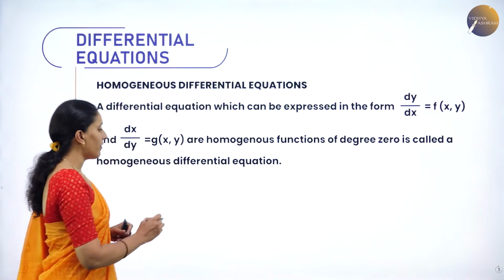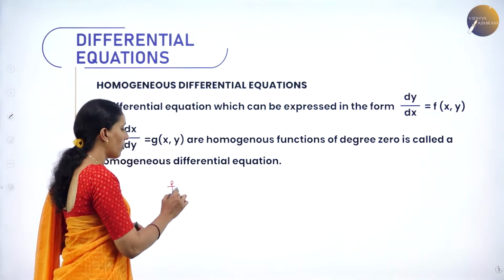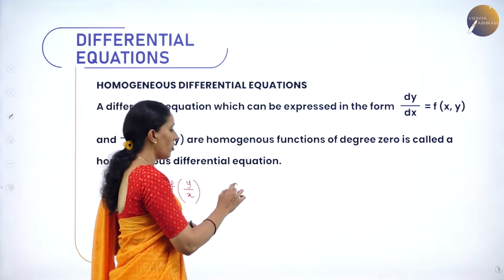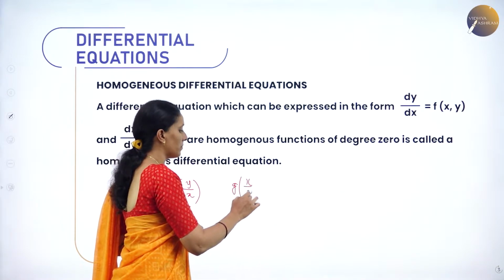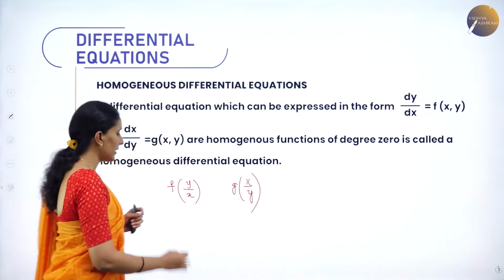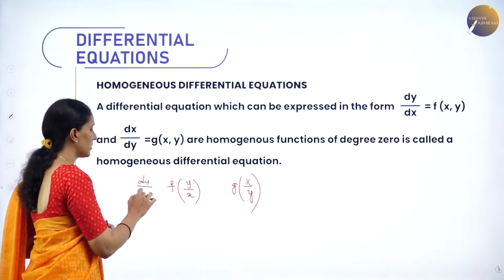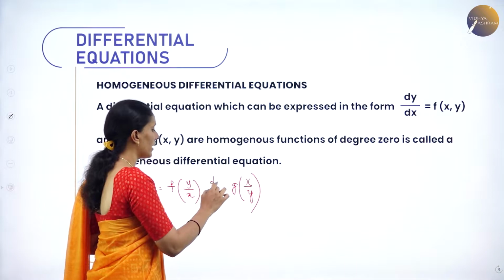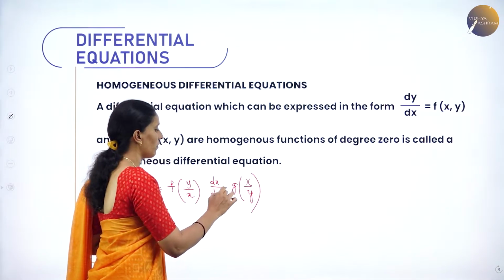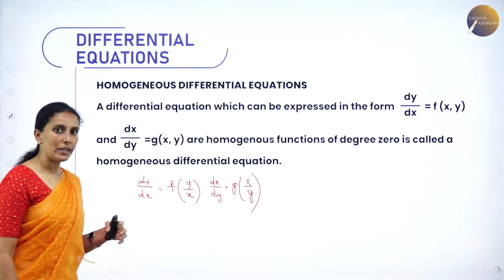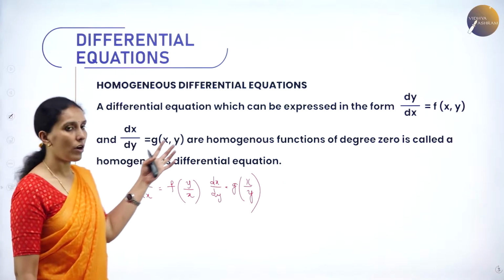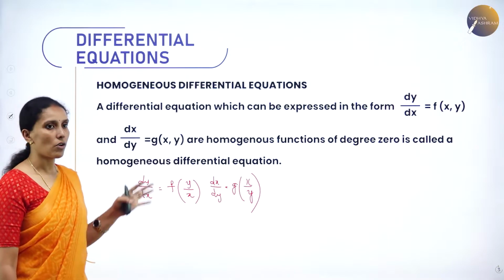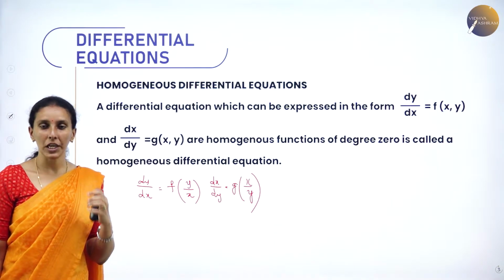Sometimes, if any function can be expressed in the form of f of y by x or g of x by y, that is, either dy by dx can be expressed in the form of f of y by x, or dx by dy can be expressed in the form of g of x by y, then it is called a homogeneous function of degree 0. That is, it is called a homogeneous differential equation.